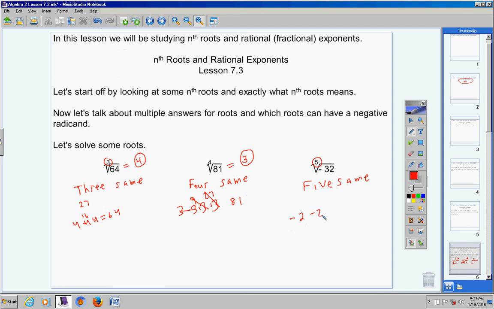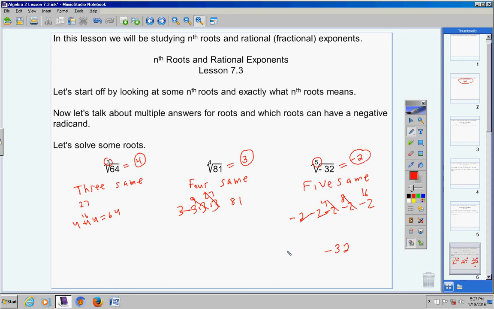If I multiply negative 2 together 5 times, you'll get negative 32. Negative times negative is positive, times negative is negative, times negative is positive, times negative is negative. 2 times 2 is 4, times 2 is 8, times 2 is 16, 16 times 2 is 32. So the fifth root of negative 32 is negative 2. Alright, there it is, guys.